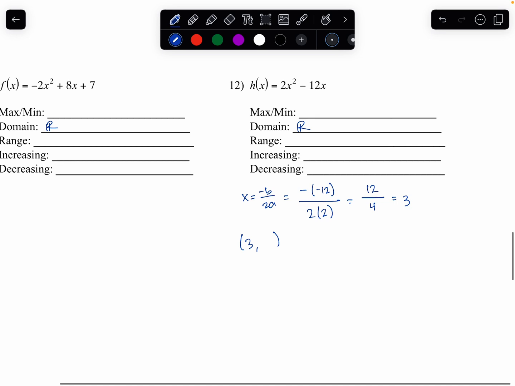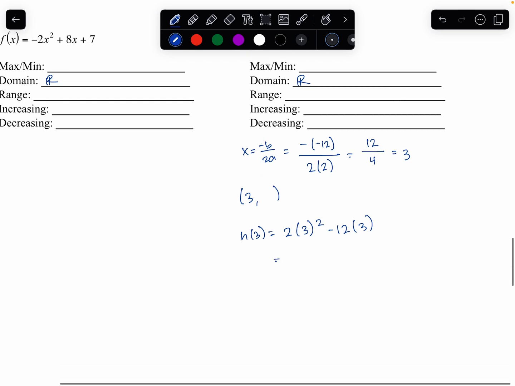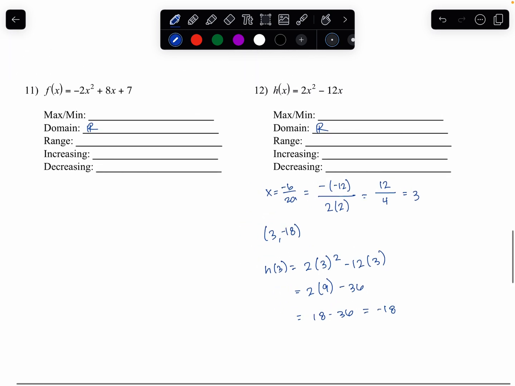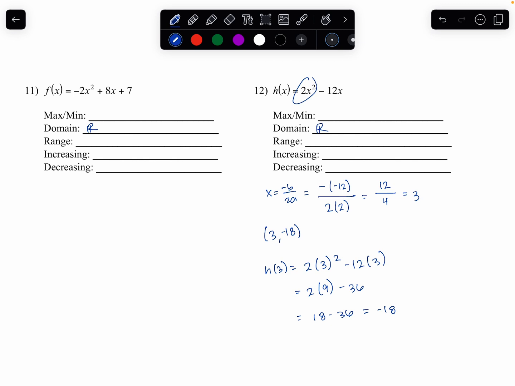Now I need to plug this into the function. So we'll do h of 3. Plug in 3 for x. That will be 2 times 3 squared minus 12 times 3. So it's going to be 2 times 9 minus 36, right? Okay. And that's going to be 18 minus 36, which will be equal to negative 18. So the y value is negative 18. This graph right here faces up because the first term is positive. So it faces up, goes like this. The vertex right here is going to be to the right 3 and down 18 units. Okay?